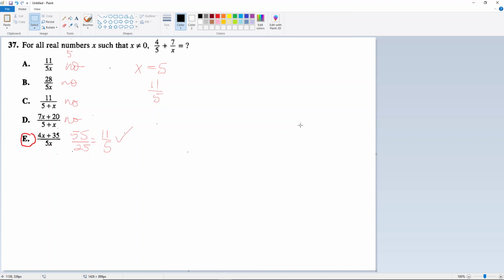74C number 37. For all real numbers x such that x does not equal 0, 4/5 plus 7 over x equals what? Now the reason x cannot be 0 is because we have this fraction 7 over x, and you cannot have division by 0. When you divide something by 0, it can't be done. It doesn't exist. So that's why x does not equal 0.